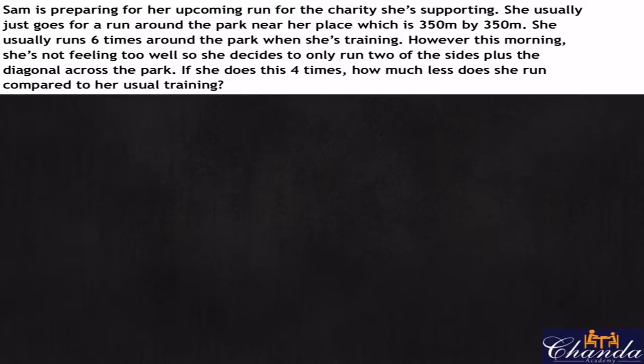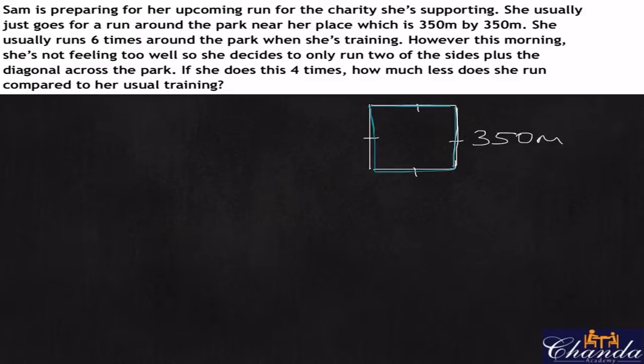Okay. So again, guys, it's really important that we draw out exactly what's been given to us. So we have a squarish park, which has sides of 350 meters. She usually runs 6 times around the park. Okay, so she does this part here. Let me use a different color actually, so it stands out. So she runs this, and this, and then she does that 6 times.